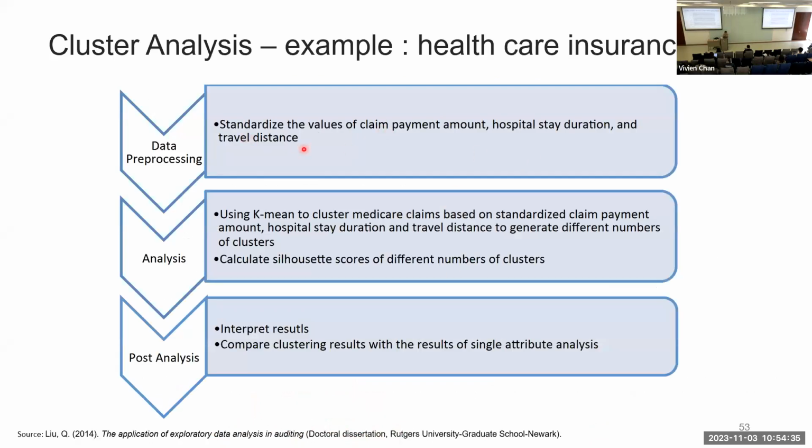For clustering, as we said, first of all, you need to perform data preprocessing. Not only for clustering, I think for all machine learning algorithms, you need to do some preprocessing of the data before you put the attributes into the machine learning model. Especially for clustering, you need to standardize the scale for all the input attributes. Then we make use of the k-means clustering method, and the silhouette score to determine the optimal number of clusters. And then finally, you need to interpret the results.